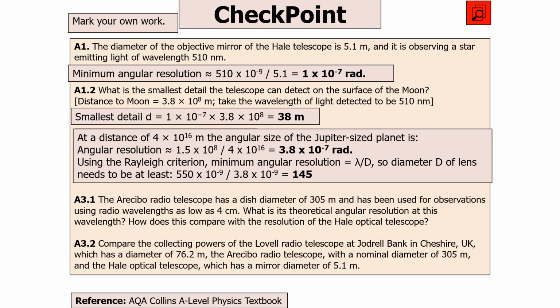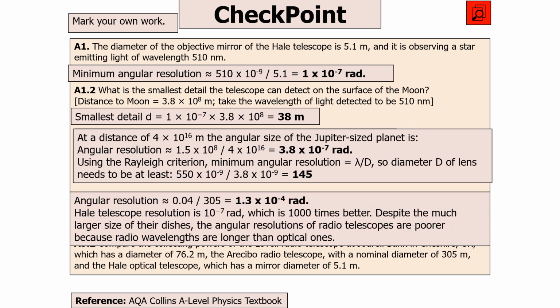Now, the next one, the angular resolution, again, you work through to be 1.3 times 10 to the minus 4 radians. Now, the Hale telescope resolution is about 10 to the minus 7 radians from the previous questions. So that's about 1,000 times better. So despite the much larger sizes of the dishes, the angular resolution of the radio telescopes is a lot worse because radio wavelengths are a lot longer than optical ones, and theta equals lambda over d.